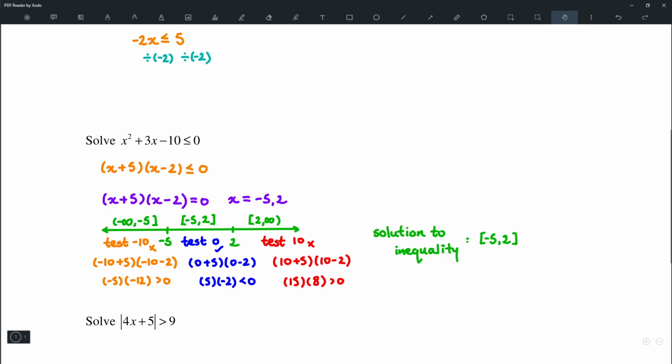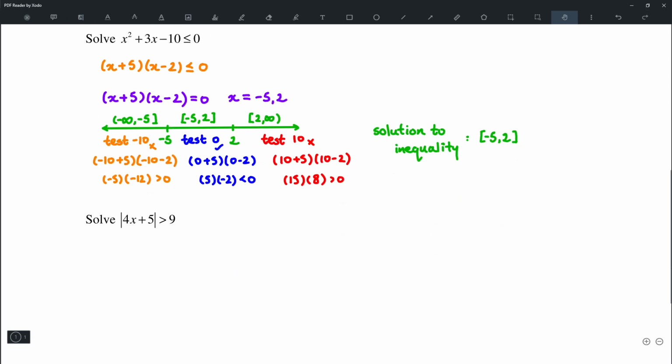Okay, let's look at a third example, one involving absolute values. We could do the same thing that we did in the previous example, and that is to look at the associated equation and divide the number line. We can also take the following approach. So we're going to do something a little bit different here.